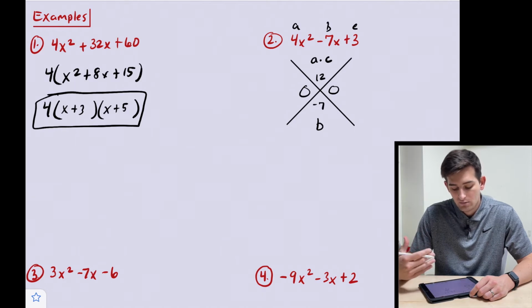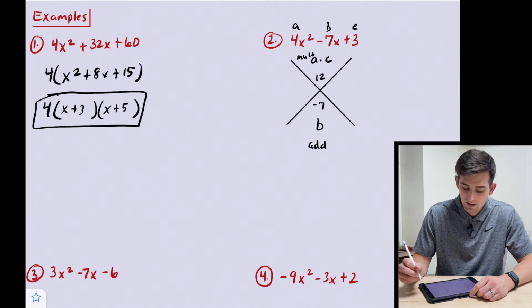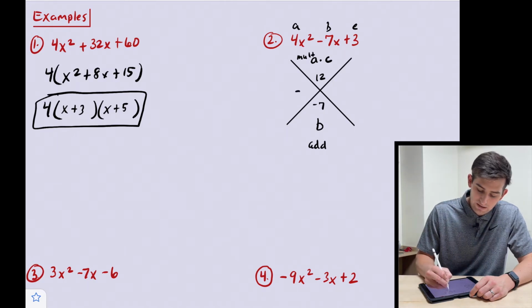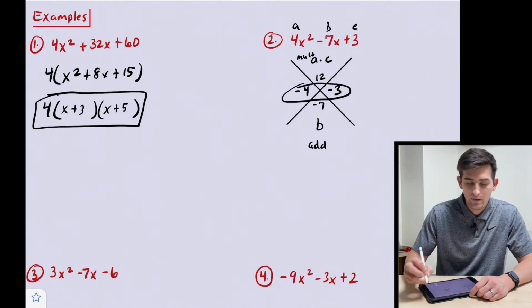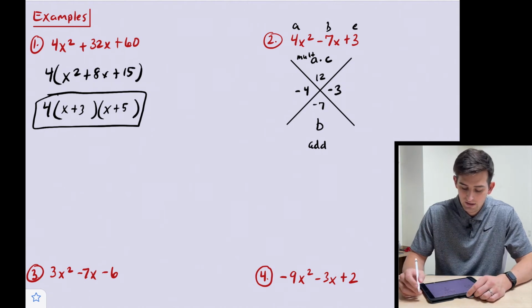Now in these two spots right here, we want to find two numbers that add to b and multiply to a times c. So we want two numbers that add here, but multiply to this number. So multiply to 12, add to negative 7. We're going to say negative 4 and negative 3. It doesn't matter which side of the x you put them on, we just need those two numbers in the middle.